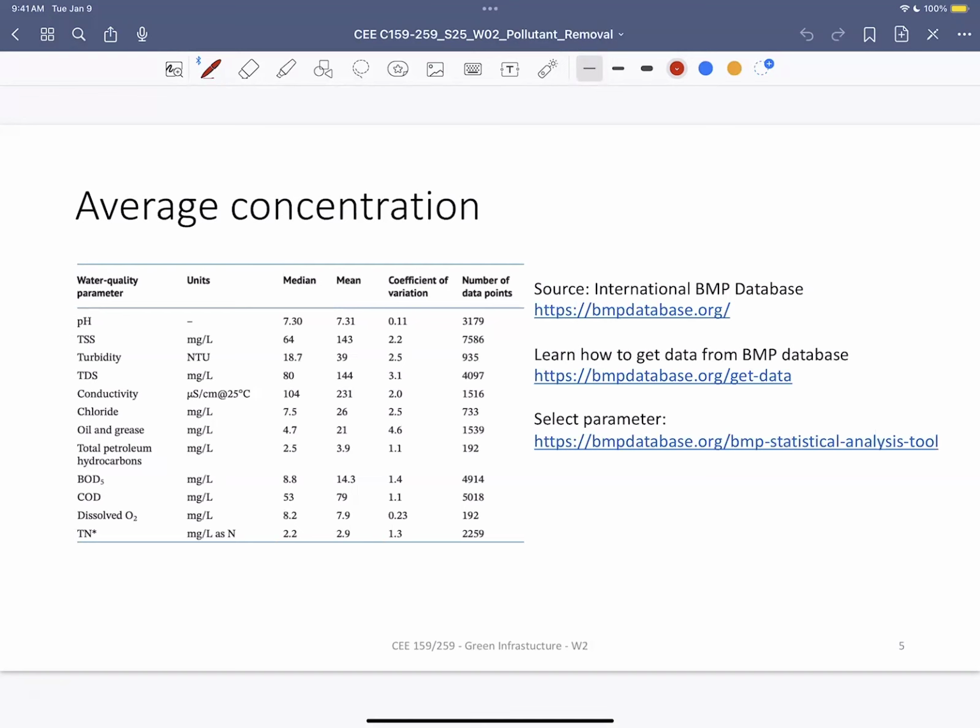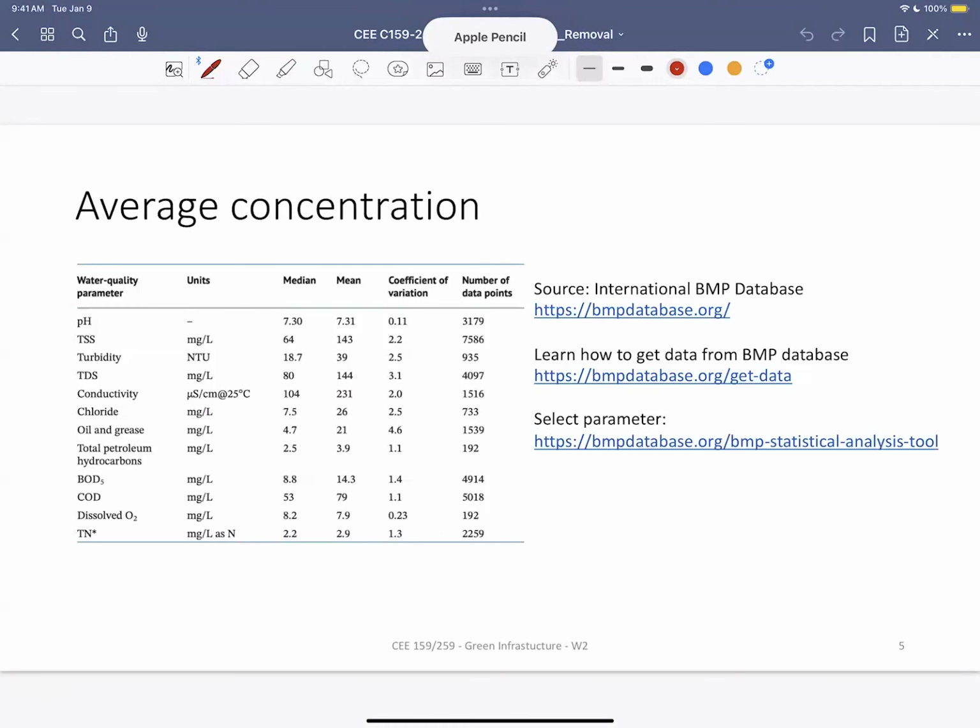If you go to the BMP database, which I encourage you to do, you can find concentrations of different pollutants reported throughout the US and other countries. This is a very good database where you can also estimate the effect of different BMPs on the removal of those pollutants. So you go to the BMP statistical tools, and there, if you pick the pollutants, you will be able to identify them as well.